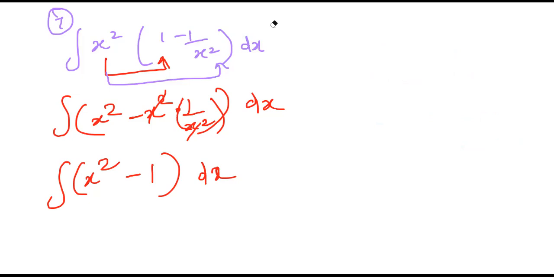But ma'am, if we distribute it, then won't it be x squared divided by x squared? Yeah, either way it is same. x square times 1 by x square, or x square by x square, both are same only.